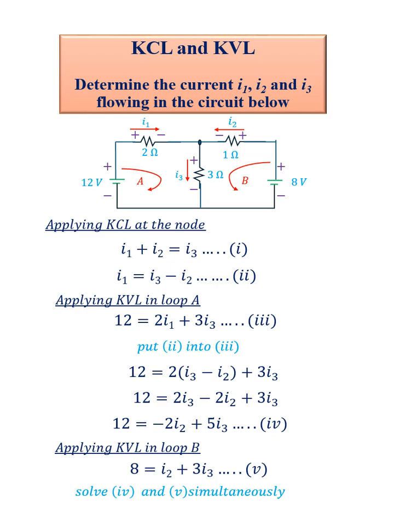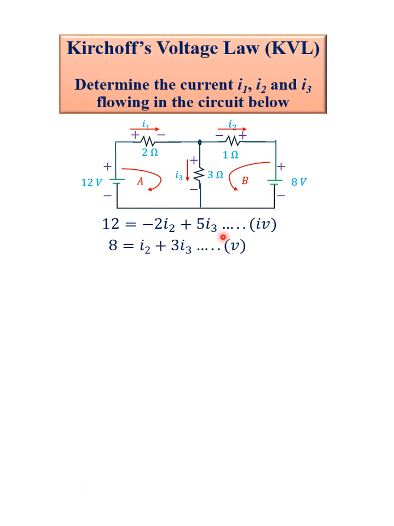Let's move on to the next page. So we have 4, we have 5. Let's solve them simultaneously so that we can get the values of I2 and I3. We are going to use the elimination method. To eliminate, we need to make any of these variables have the same absolute value of coefficients, right? So let's eliminate I2.